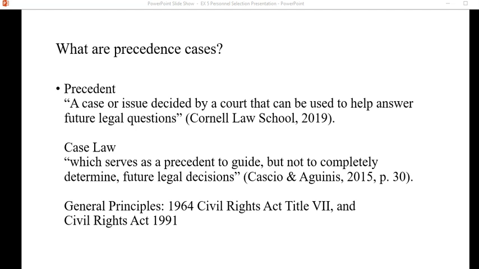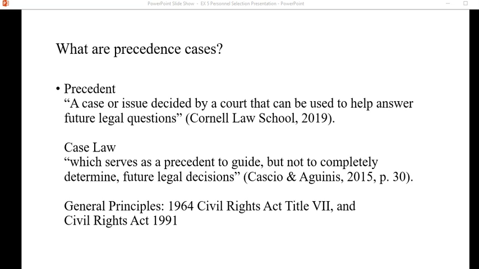What are precedence cases? A precedent is a case or issue decided by a court that can be used to help answer future legal questions. Usually, these are legal cases decided by courts such as the district courts and oftentimes the Supreme Court. These cases are usually the first of their kind, hence the legal decisions ruled by the court serve to act as a guide or a precedent.